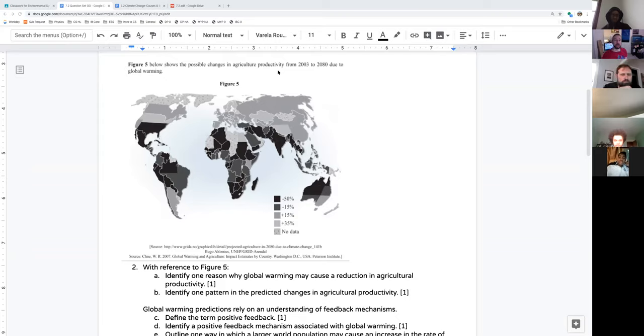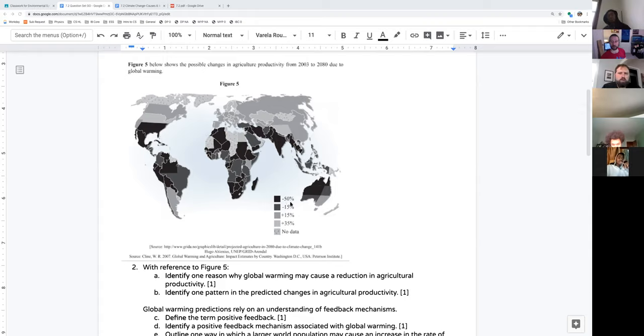So notice that 2080 hasn't happened yet, right? So this is a projection. This is using data to model, to figure out what might happen in the future. Okay, so what we're seeing is that some areas, what is that negative 50%? Is that going to be a good thing for agricultural productivity or a bad thing?